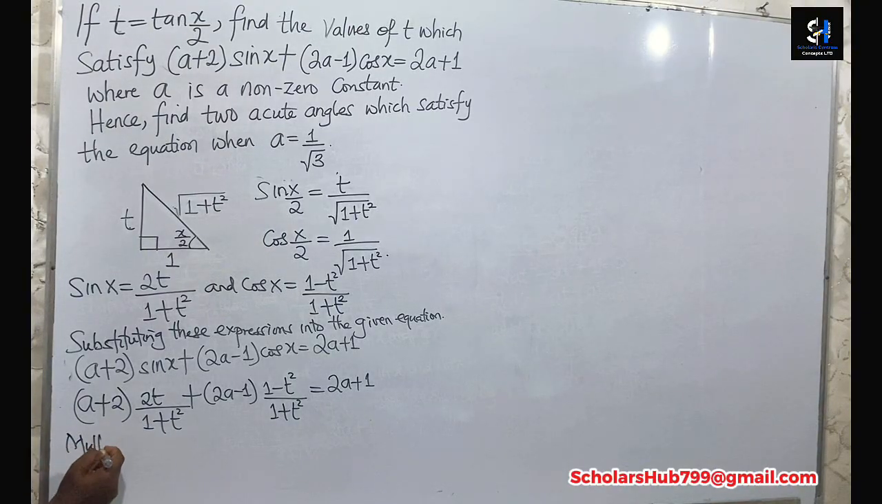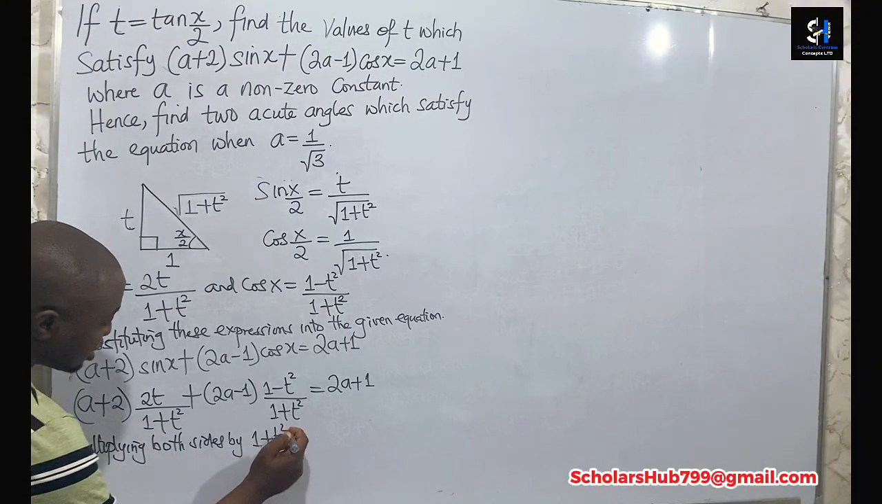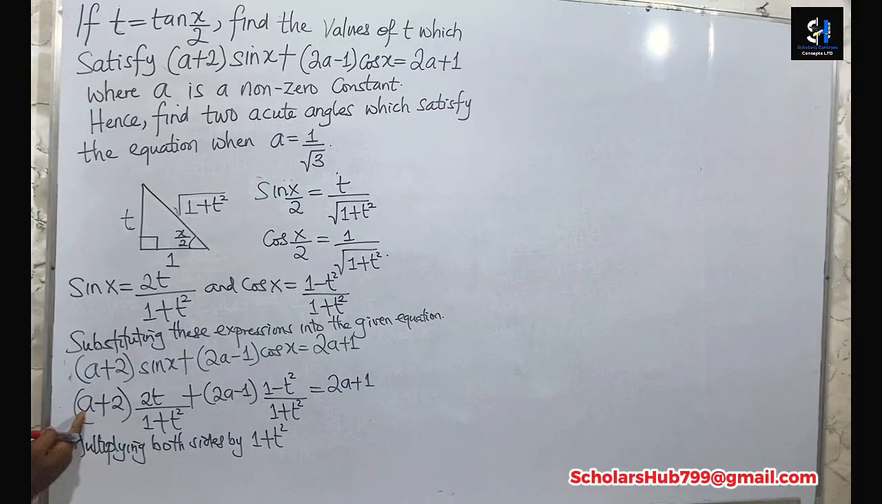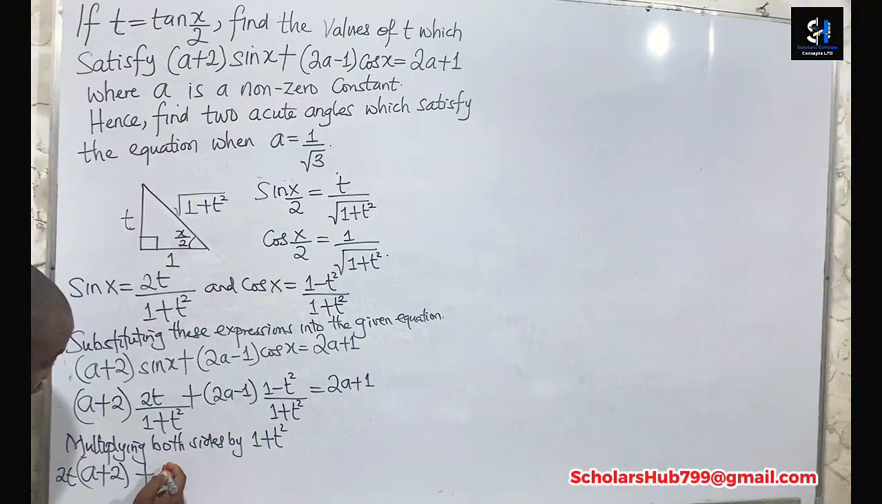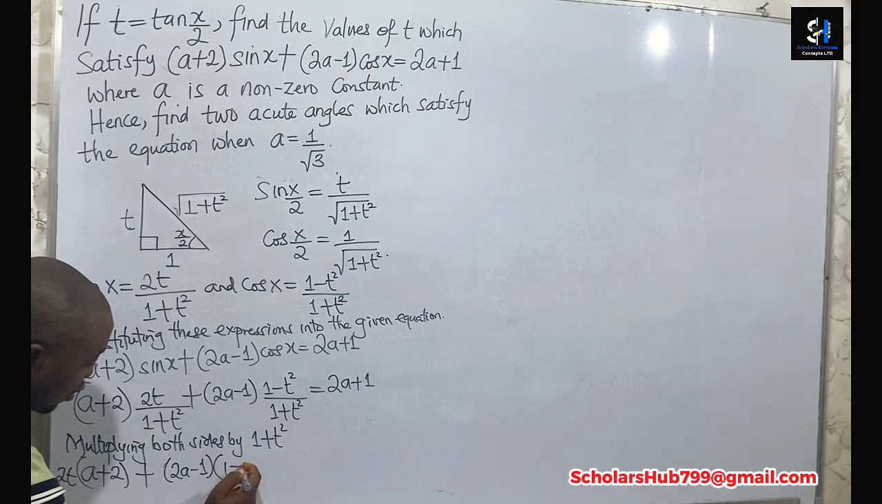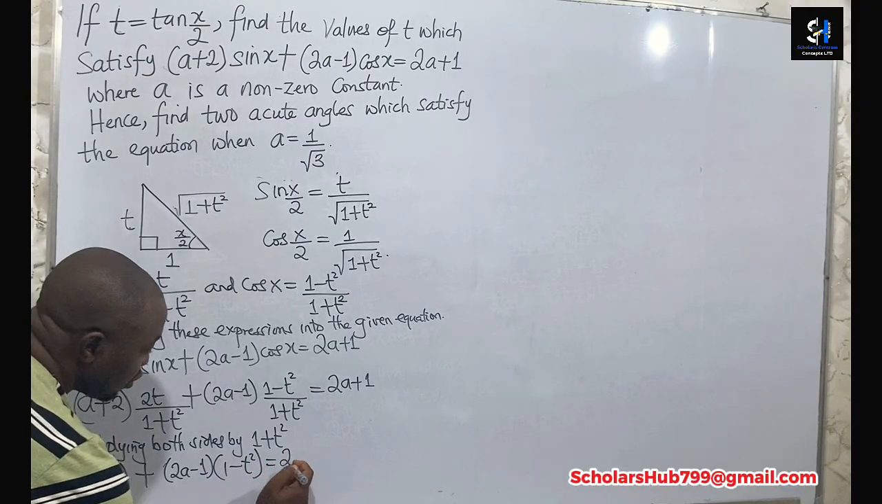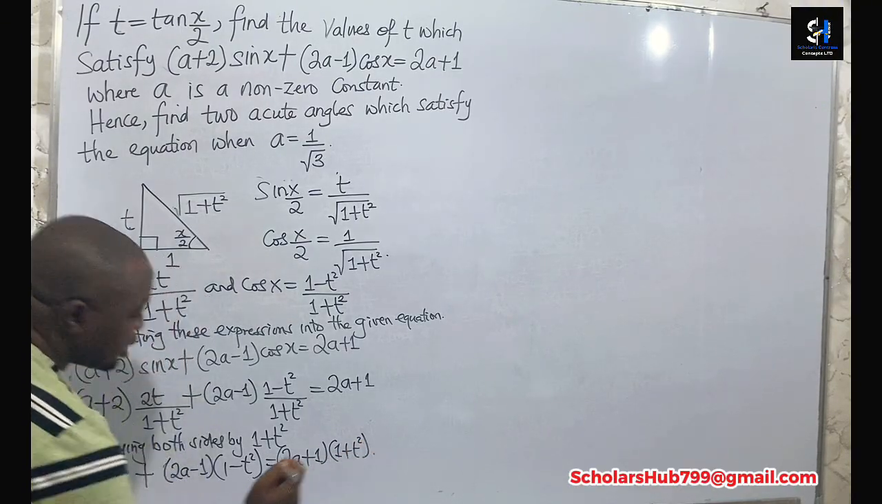Multiplying both sides by 1 plus t squared, we obtain 2t(a plus 2) plus (2a minus 1) multiplied by (1 minus t squared) equals (2a plus 1) multiplied by (1 plus t squared).